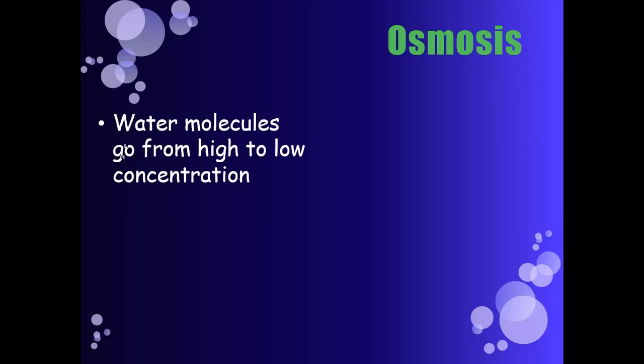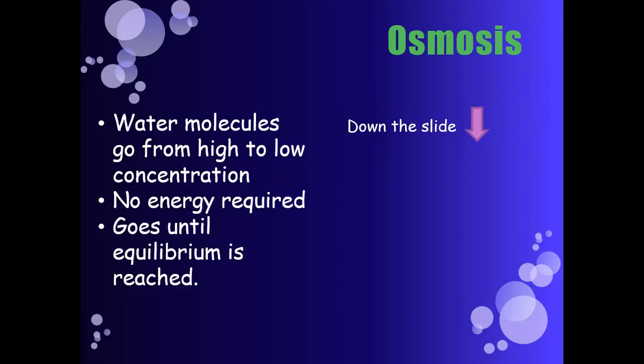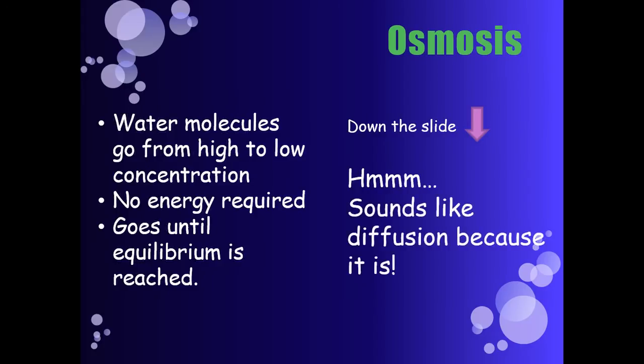Another type of passive transport is osmosis. Osmosis follows the exact same rules as diffusion, except that osmosis is specifically talking about water molecules. Water molecules go from high to low concentration. Again, if you think about the slide, that does not require any energy. You're going down the slide from the high end to the low. And osmosis continues until equilibrium is reached, which means there's the same amount of water on both sides of the cell membrane. It sounds like diffusion because it is a type of diffusion.